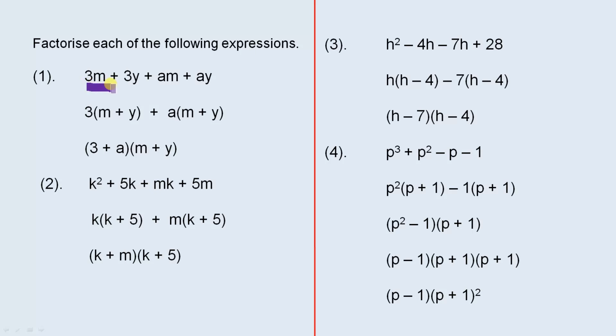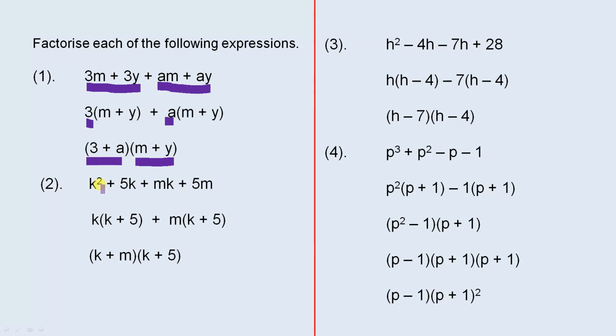If we take the first two terms, we see that the HCF is 3. So we take 3 outside, and inside the brackets we have m plus y. For the next two terms, the HCF is a. We take a outside and we're left with m plus y inside the brackets. So we have 3 plus a inside the first bracket, and we have m plus y inside the second bracket. If you multiply those out, you will end up with the original answer.